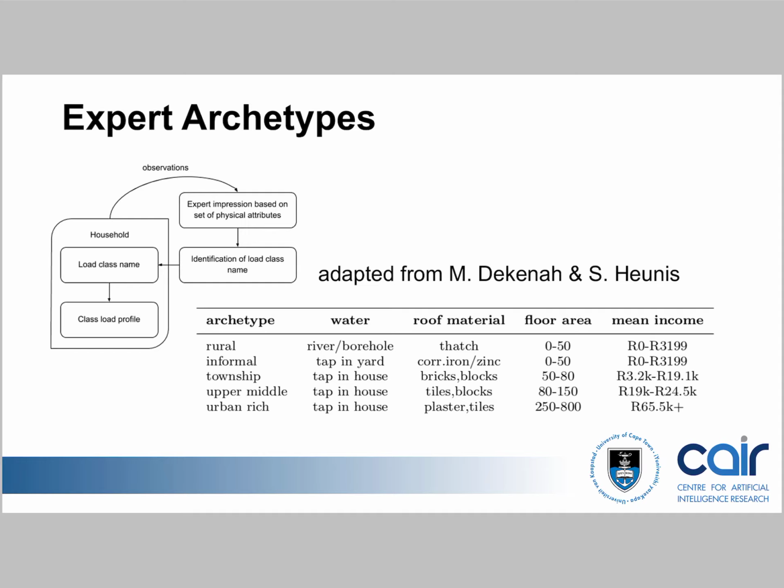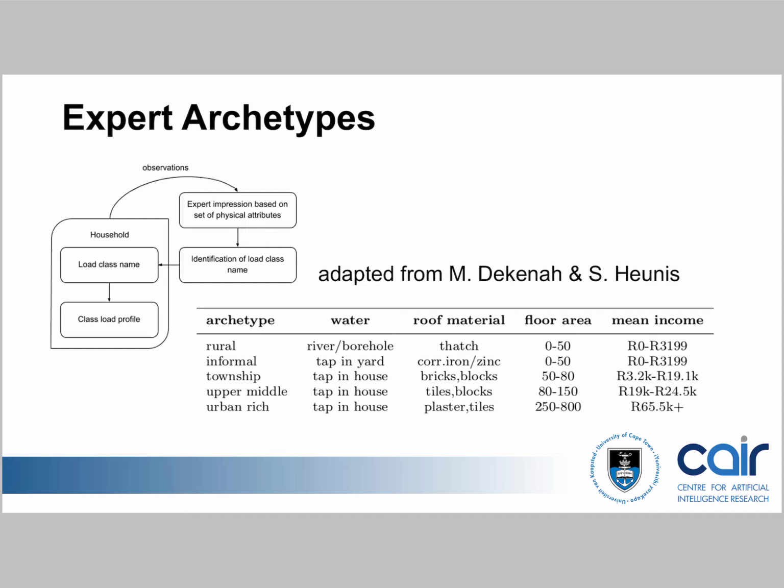How did we define what attributes are important? In the past, archetypes have been created by taking observations of households, creating an impression of these households based on physical attributes, then creating a load class name for what those attributes represent, and ultimately assigning that load class back to the household, and then developing a class profile.